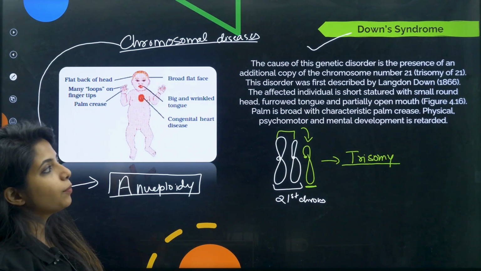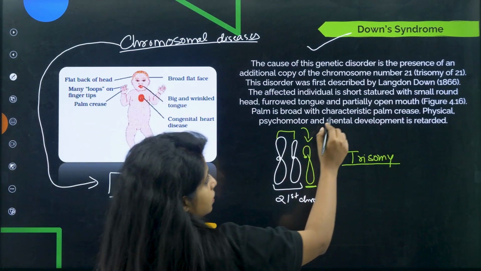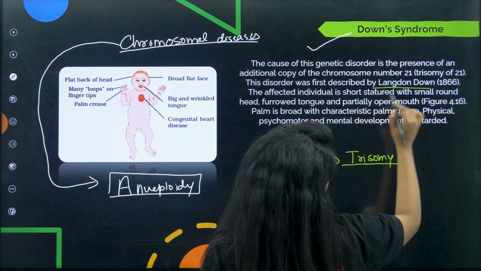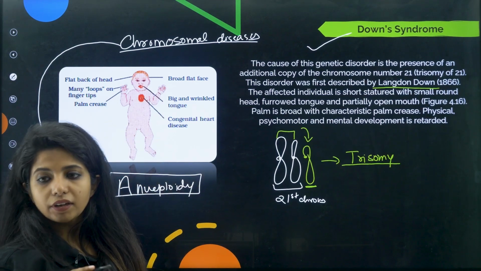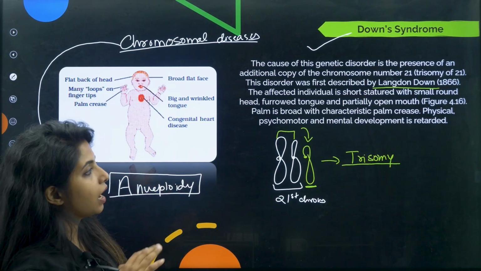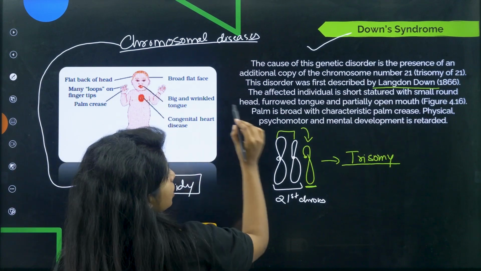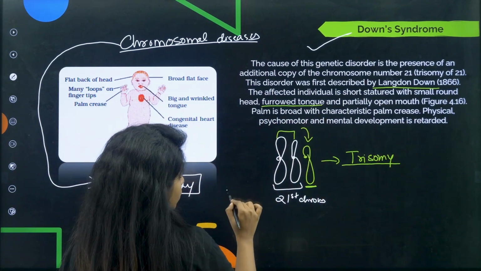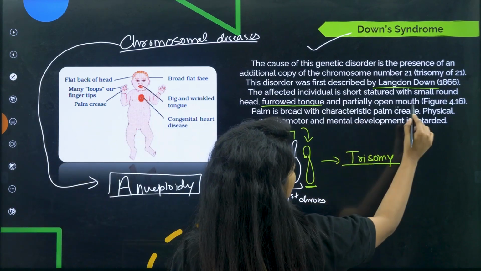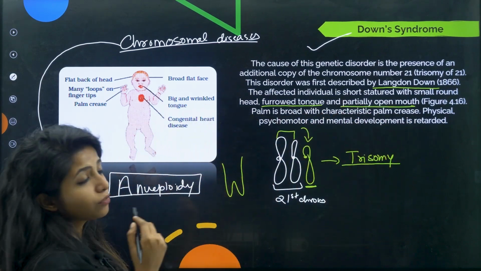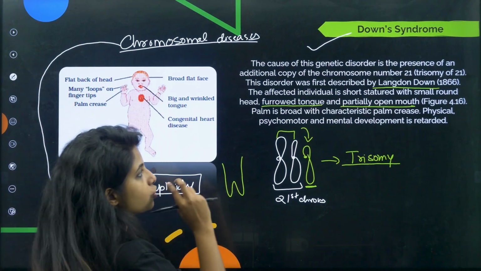Now, what is the problem for this? Why is it known as Down syndrome? Because it was first described by Langdon Down in the year 1866. The affected individual had a small stature, as in the height was really less, with a small round face, furrowed tongue, so the tongue was like this, and a partially open mouth.